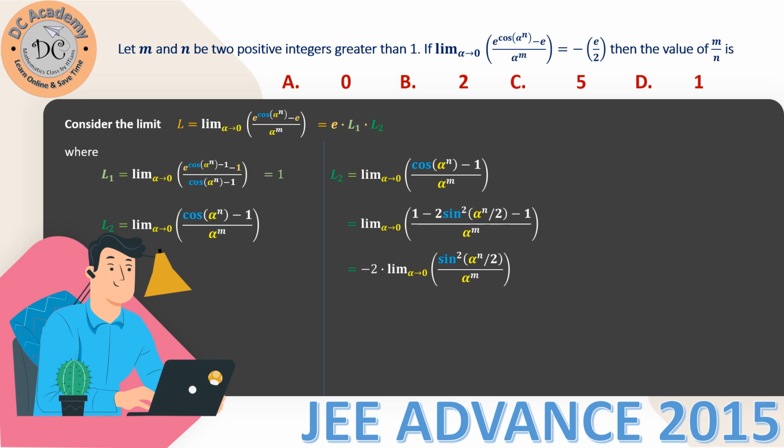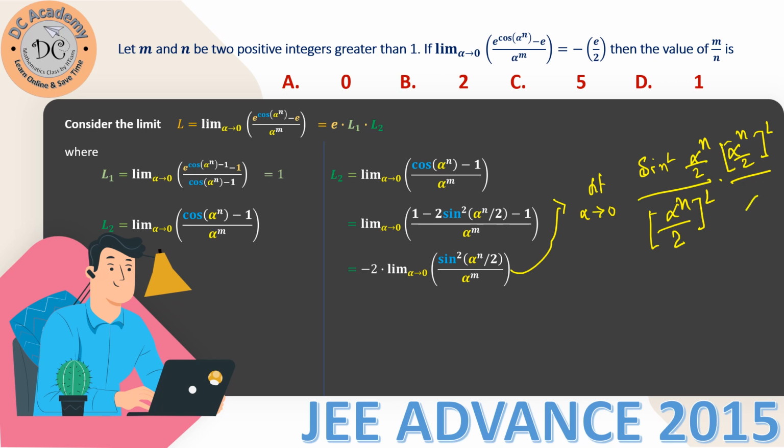Now we need that alpha to the power n. So therefore it will be limit alpha tends to 0 sine square alpha to the power n divided by 2. Now we need alpha n by 2 to apply the sin x by x, so this will be whole square. So we need to multiply by alpha n by 2 whole square, and we have to divide by alpha to the power n. If I go ahead, we can say that it is limit alpha tends to 0 of whatever exists here, and then multiplied by alpha to the power 2n minus m divided by 2, and so on.